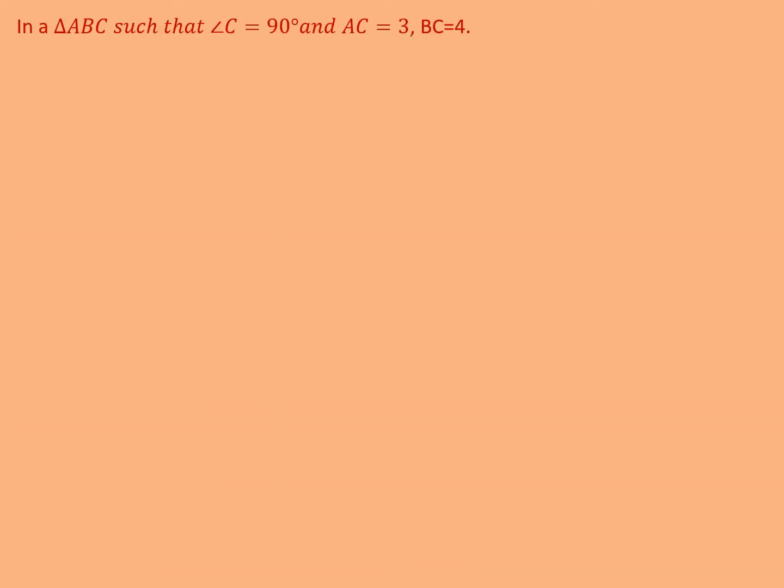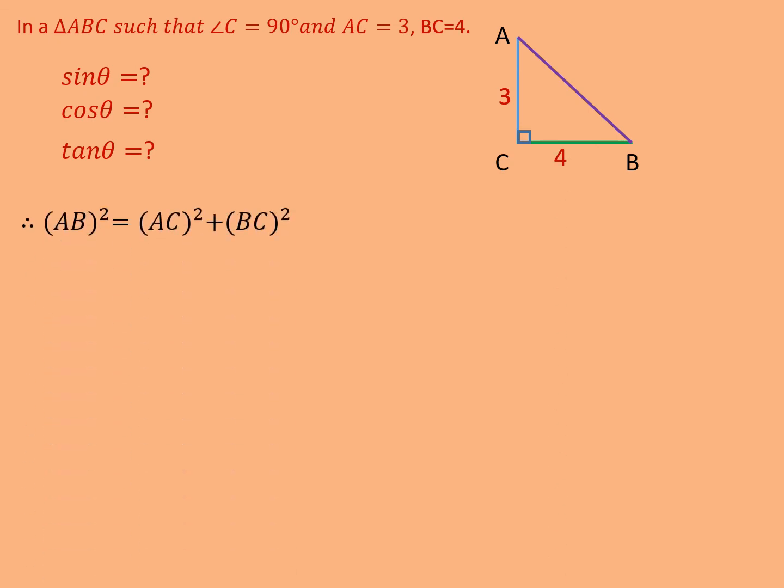We will see one more sum in which the ratio is not given. So in triangle ABC, angle C is 90 degrees, AC is 3 and BC is 4. They have not given us a ratio at this moment. So we have to find out sin theta, cos theta and tan theta. Here is the diagram. We have AC as 3 as given in the question and BC is 4. So we will not take a common multiple because they have already given you the actual values.